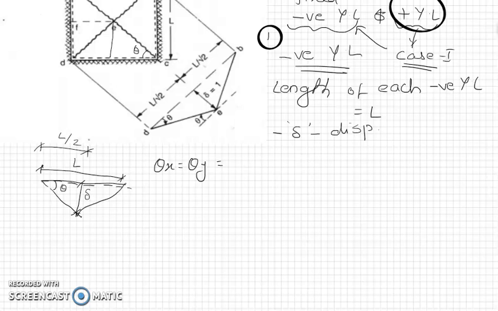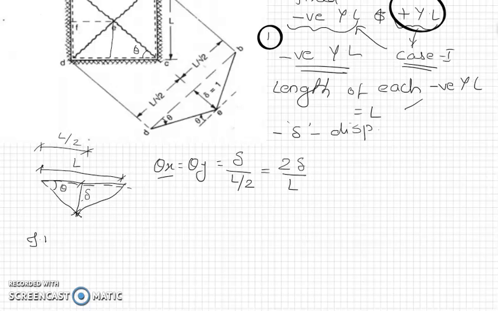So if there is a displacement delta at the center, then theta x upon theta y will be equal to opposite upon adjacent. So it will be delta upon L by 2, which can be written as 2 times delta by L. So here we know the rotation, we know the length, and also we know the moment. We will be able to write the equation for internal work done by negative yield lines.